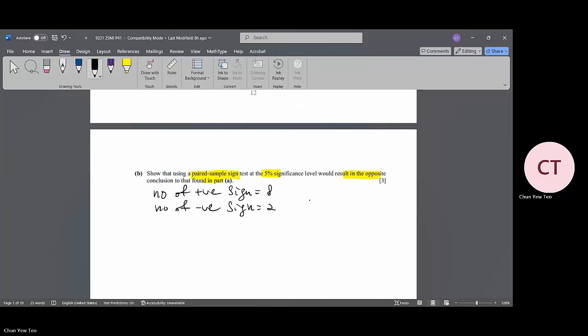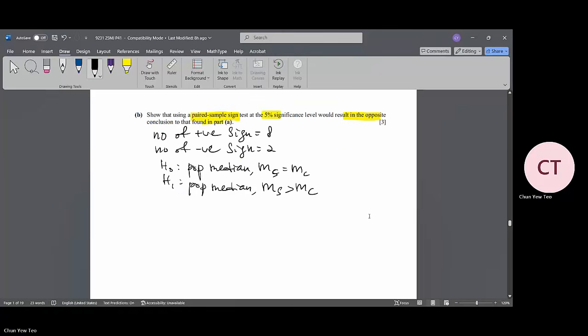Okay. So your null hypothesis and the alternative hypothesis are still the same as just now. The population median MS equal to MC versus the population median MS greater than MC. Okay. So since the difference MS minus MC will be greater than 0, I will consider the positive side.